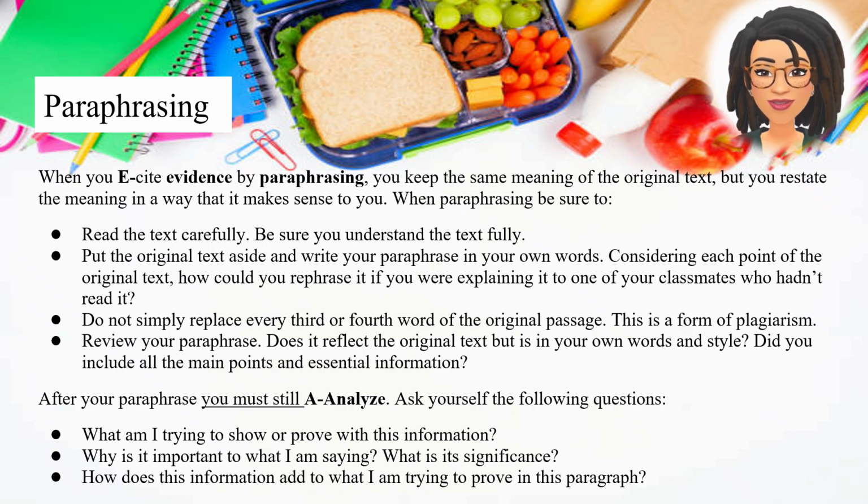Now, that being said, when you paraphrase, you must still, I'll repeat, you must still analyze. Paraphrasing is a form of citing evidence. Paraphrasing itself is not analysis. So after you paraphrase, you must still analyze. If you have trouble with that, ask yourself the following questions. What am I trying to show or prove with this information? Why is it important to what I am saying? What is the significance? How does this information add to what I'm trying to prove in this paragraph?